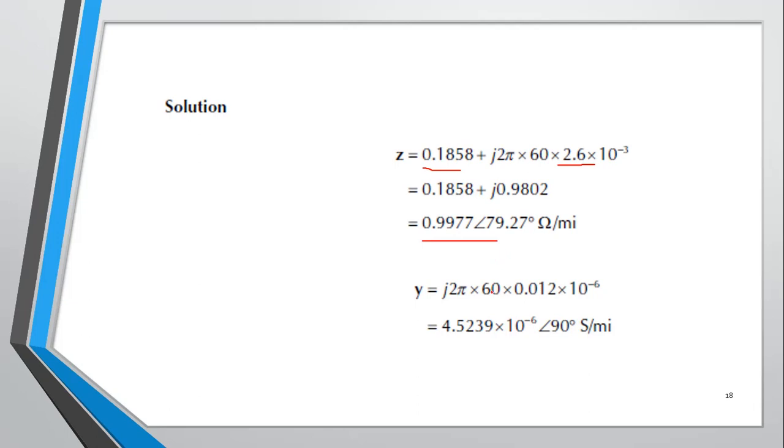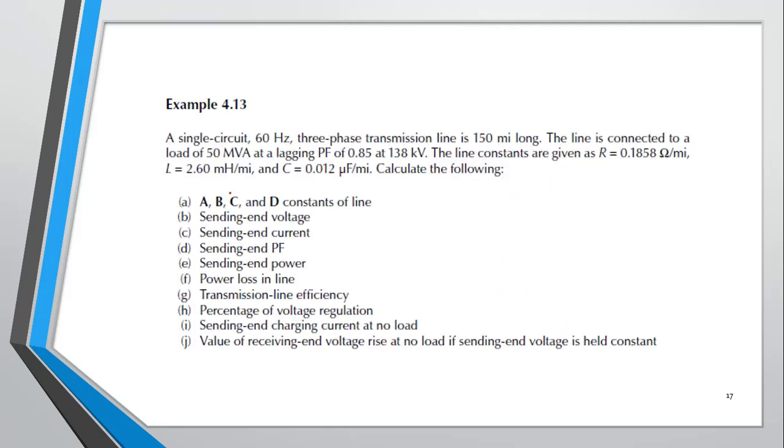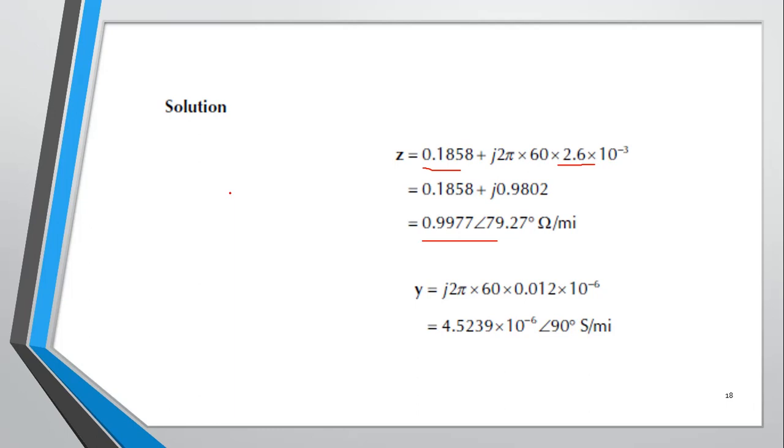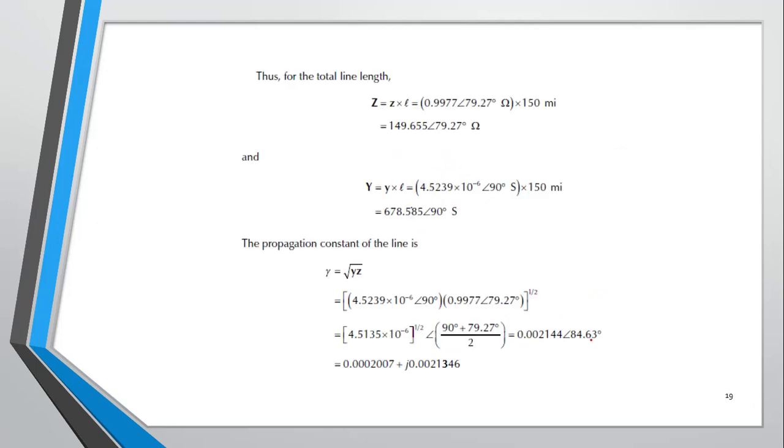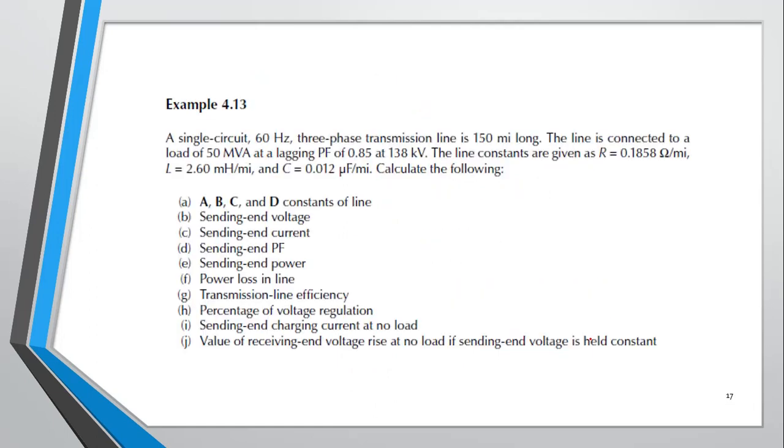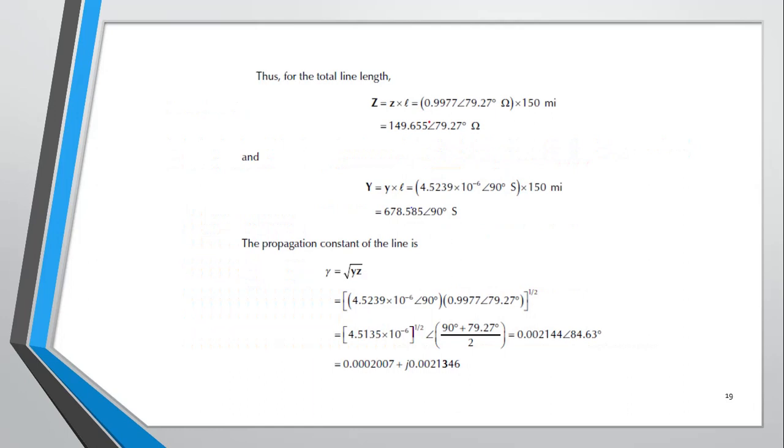Similarly, for the capacitance, the C value is given, so we need to calculate 2πFC for Y by calculating this one. The value will become this. Similarly, this is the per unit value, so we need to multiply it with L. The length of the transmission line is given, 150 miles. If we multiply Z with 150 miles, the value of Z is this one, and if we multiply Y with L, the value of Y will be this one.